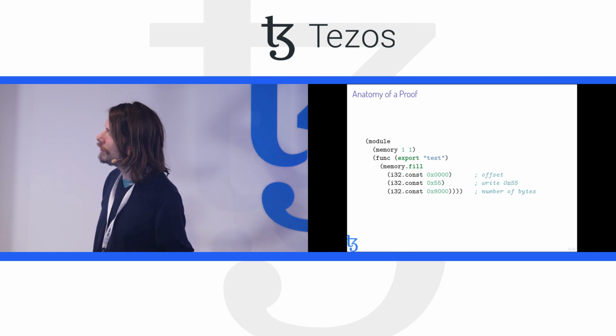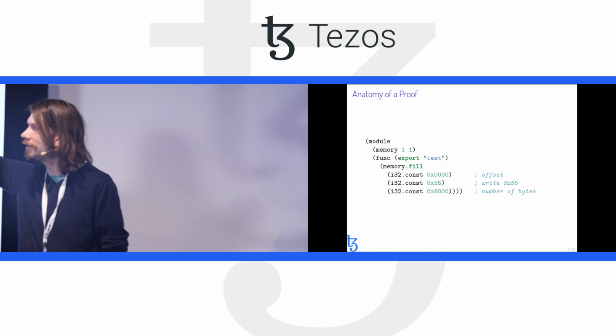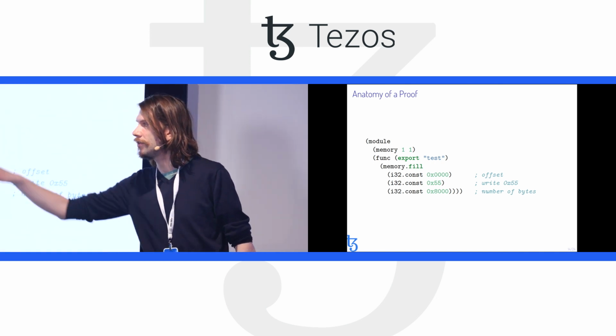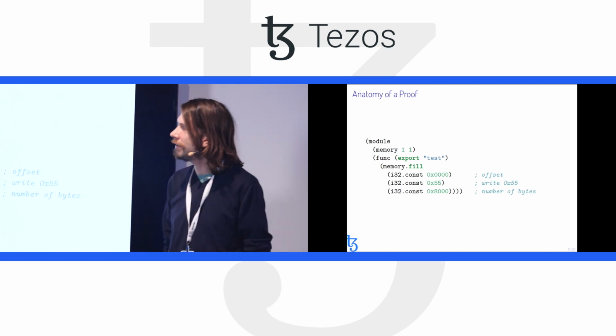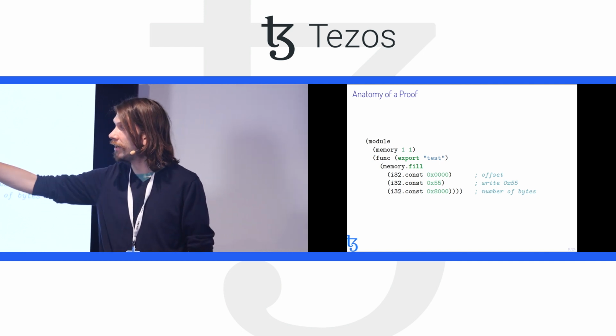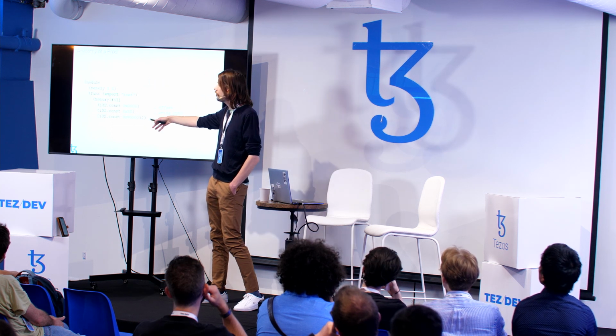So what this thing is doing is we're defining a module. A module is the top-level compilation unit in WebAssembly. We're saying that it's going to have some memory, so it's going to have a big vector of bytes. Finally, we're defining a function, which we're going to call test. We're going to export it. And the function consists of these 4 instructions.